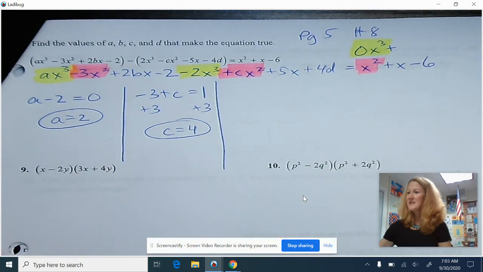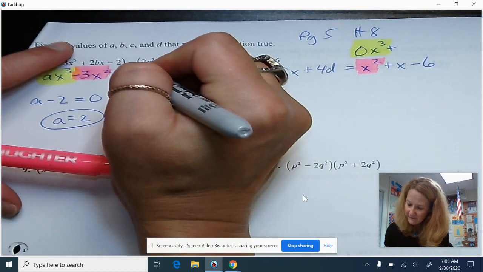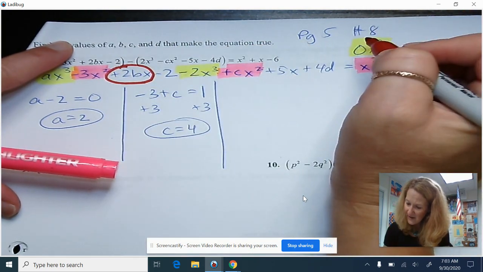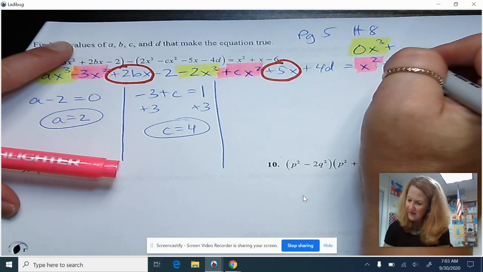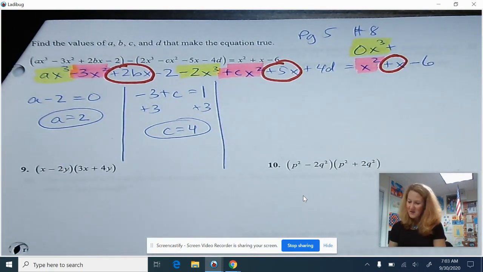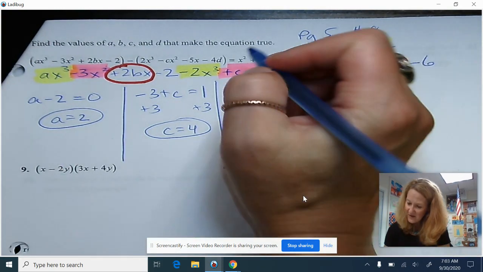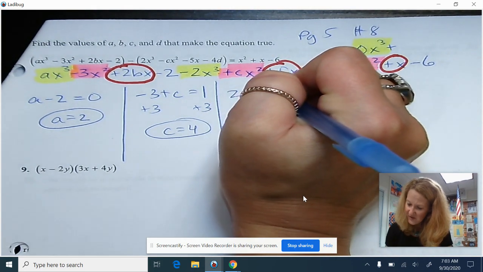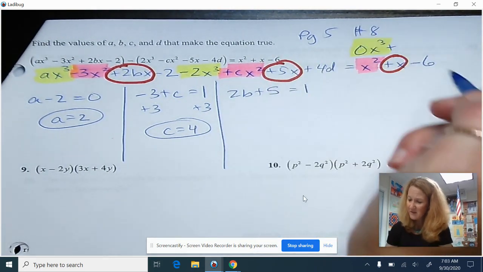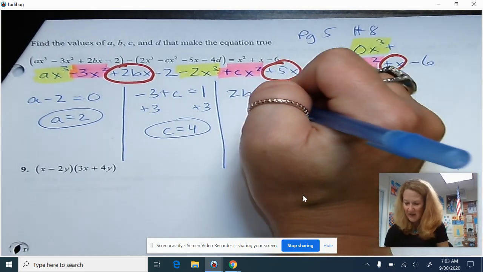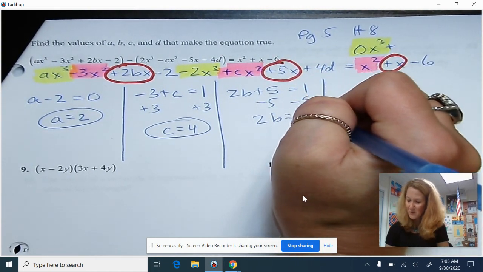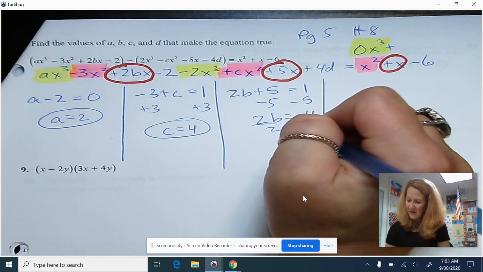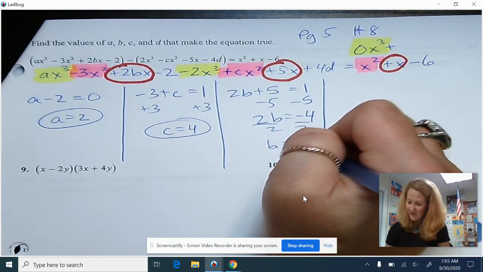And you can hopefully see the pattern now. I'm going to circle this with red. So I have positive 2bx, 5bx, and positive x. So then that coefficient-wise would be 2b plus 5, just looking at the coefficients, equals 1. Slightly more challenging, but not very much. So I'm going to subtract 5 in my two-step equation. So I get 2b equals negative 4, divide by 2, and I get b equals negative 2.